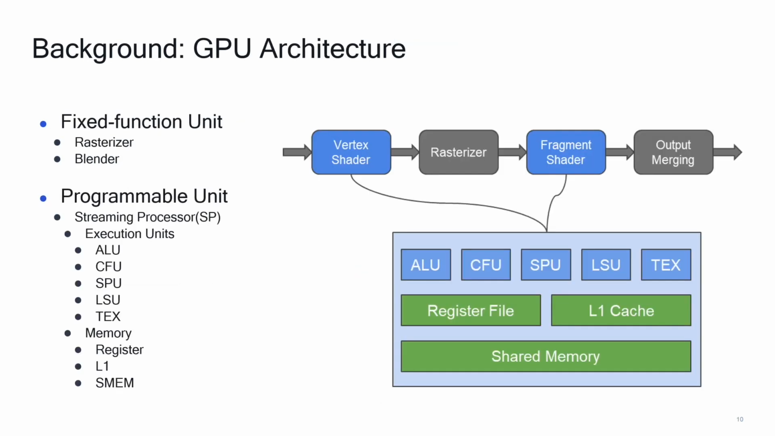In the graphics rendering pipeline, users have no control over certain stages, such as rasterization and blending. These stages are handled by dedicated hardware. On the other hand, the vertex shader and fragment shader are programmable, which are handled in streaming processors. A streaming processor has several execution units, such as the arithmetic logic unit, control flow unit, special processing unit, load store unit, and texture unit. Each streaming processor also has its own register files, L1 cache, and a fast shared memory.